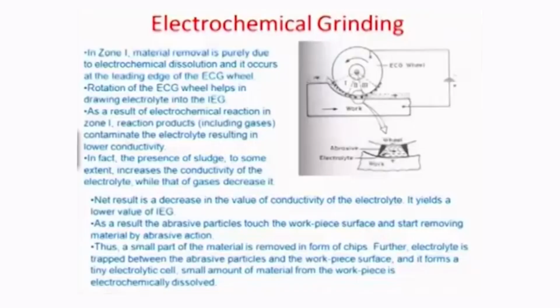So in zone 1, the material removal is purely due to electrochemical dissolution, because you can see here that the abrasives are hardly in contact with the workpiece. So there is no mechanical abrasion as such in this particular zone, zone 1. It is only ion transport taking place between the workpiece surface and the tool surface, which is a conducting matrix with abrasive particles.